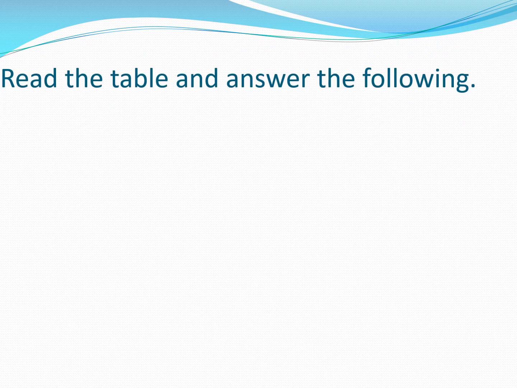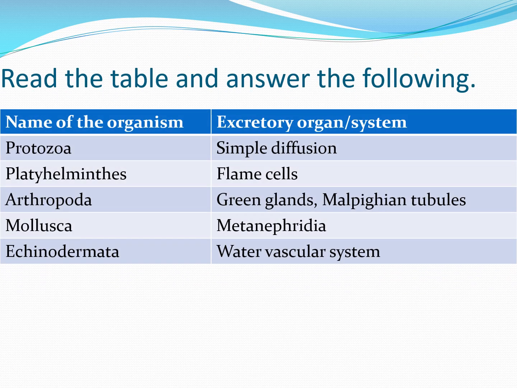Next, read the table and answer the following. So one more table. Here we got name of the organism and excretory organ. So protozoa, there is no proper excretory organ, but it excretes through simple diffusion. Next, Platyhelminthes excretes through flame cells. Then Arthropoda excretes through green glands and Malpighian tubules. Then Mollusca excretes through Metanephridia.